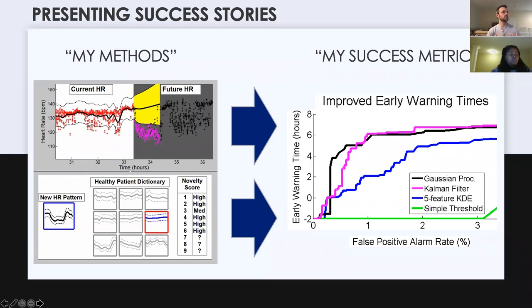So I think a lot of these success stories boil down to something like this: here are my fancy methods, I have my time series modeling. And then we demonstrate that we're really valuable in our field because we have these success metrics. Here are my methods, here are my success metrics. My success metrics show definitionally that I'm successful, and here's how I've quantified what I've now added to the field. And I think these things are interesting. They are necessary to try to benchmark how much progress we're making in the field.